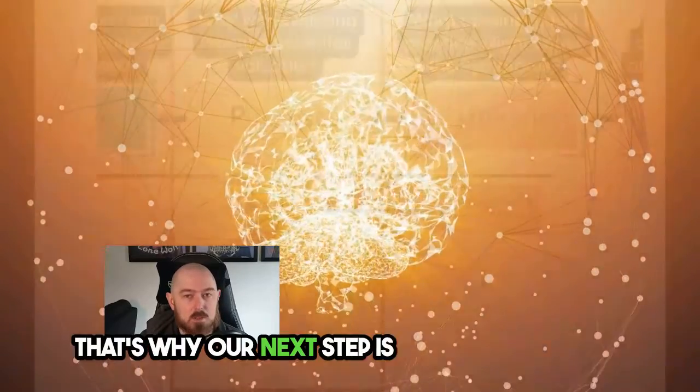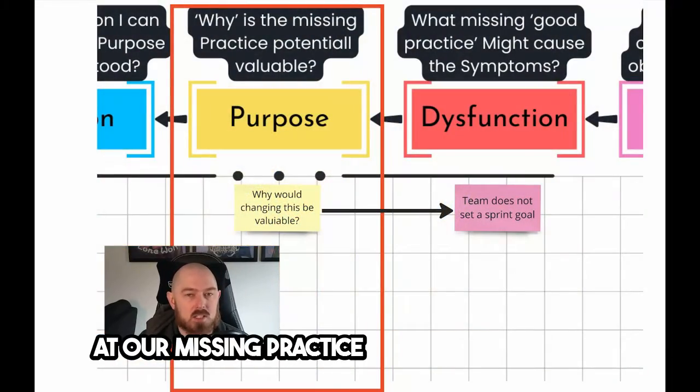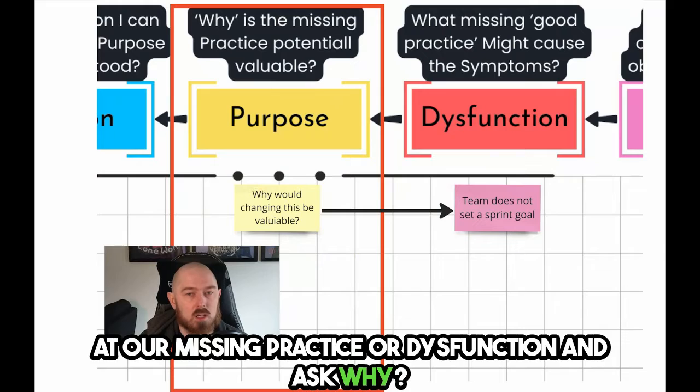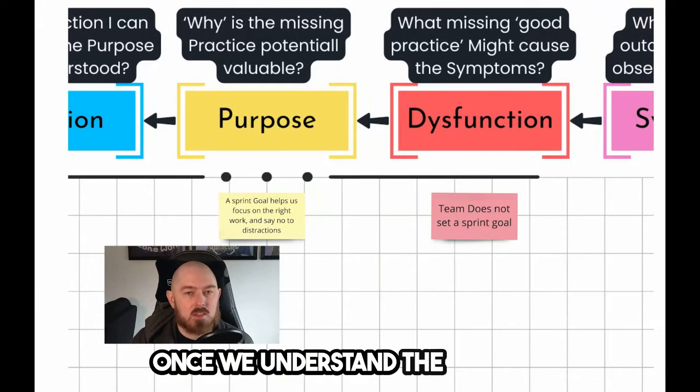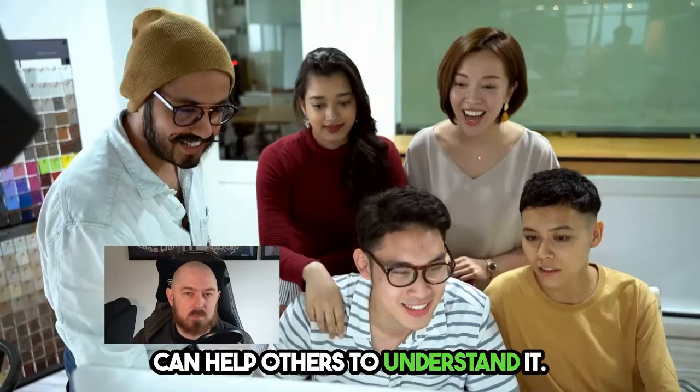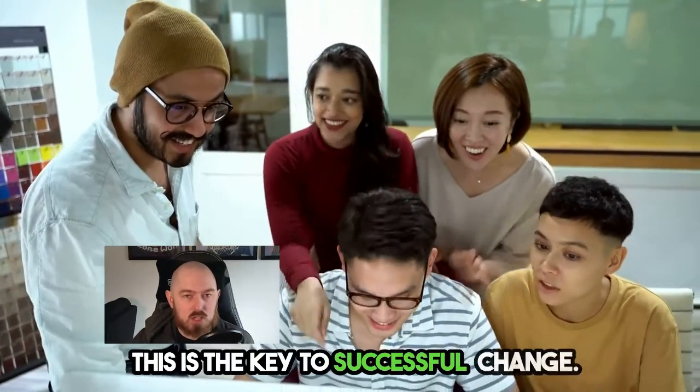That's why our next step is purpose, where we look at our missing practice or dysfunction and ask why. What do we gain from using this practice? Once we understand the why, we can help others to understand it. This is the key to successful change.